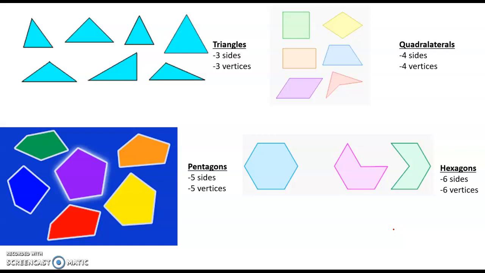I want you to notice that even though shapes might have the same name, they can look a little different. So hexagons have 6 sides and 6 vertices, but they definitely look a lot different from each other. Same with all the other shapes. Triangles all have 3 sides and 3 vertices, but the size of their angle makes them look a little different. Now it's time for you to practice in your practice book.